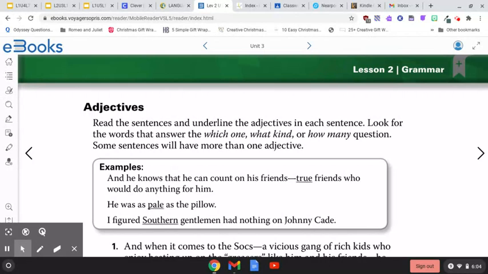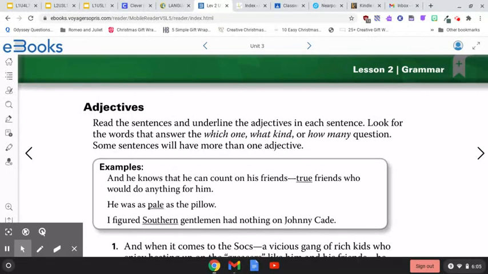Listen as I model the examples. "And he knows that he can count on his friends, true friends who would do anything for him." I am looking for words that describe the who or what in a sentence. Do I know what kind of friends Pony Boy is talking about? Yes, they are true friends, so I underline true.